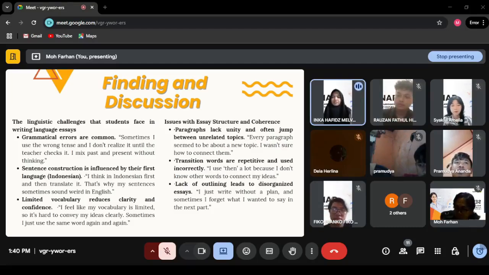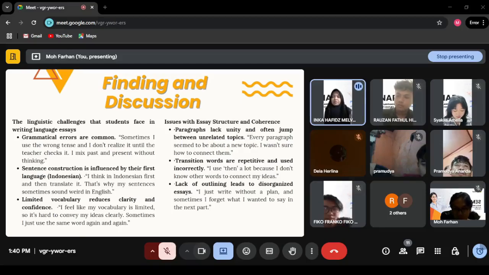Next is sentence construction is influenced by their first language, which is Indonesian. As participant four noted, I think in Indonesian first and then translate it. That's why my sentences sometimes sound weird in English.